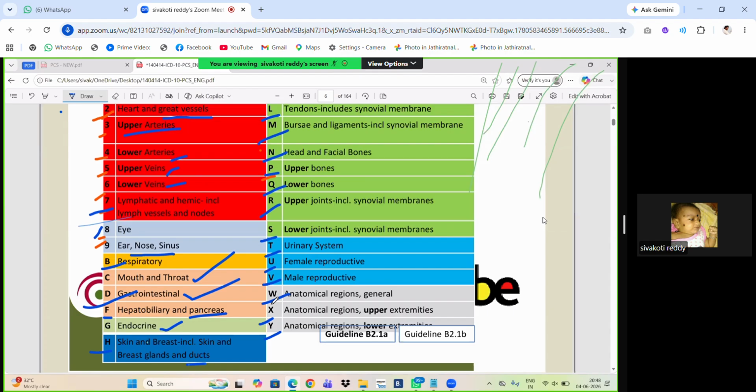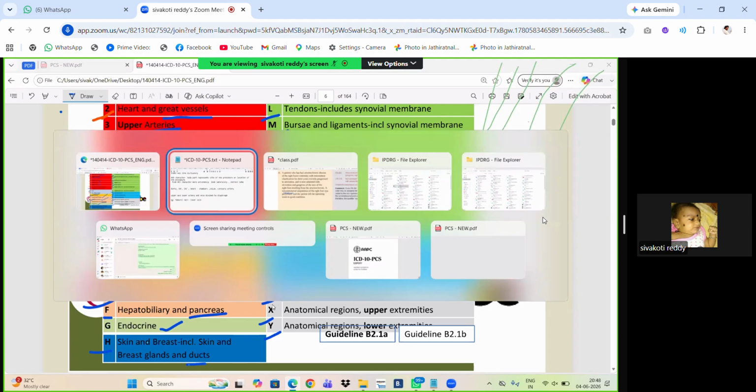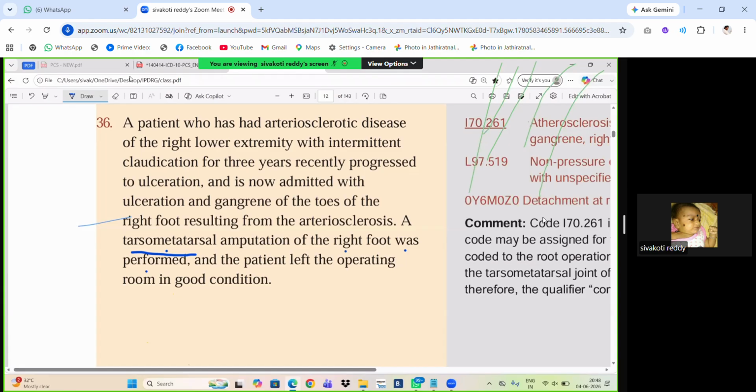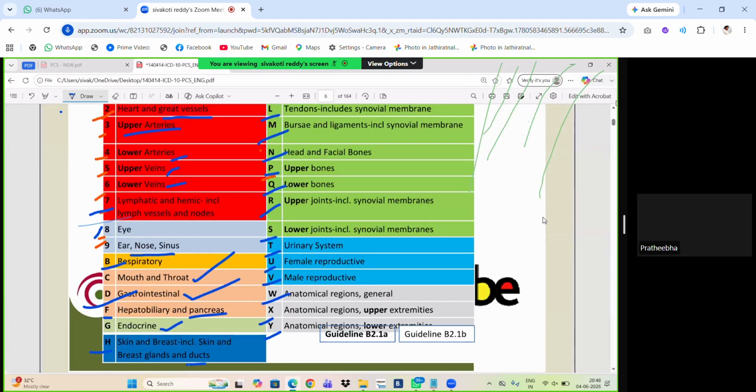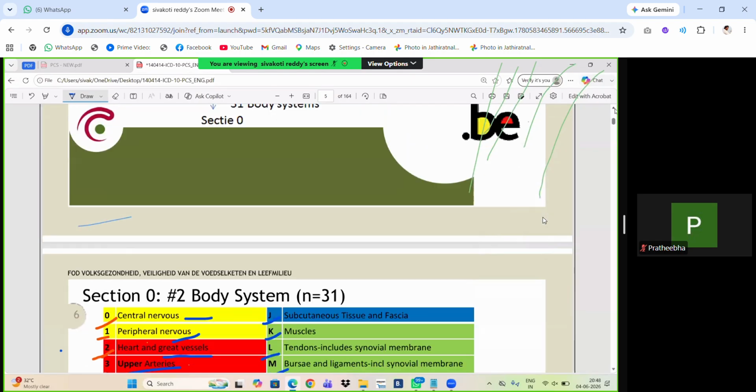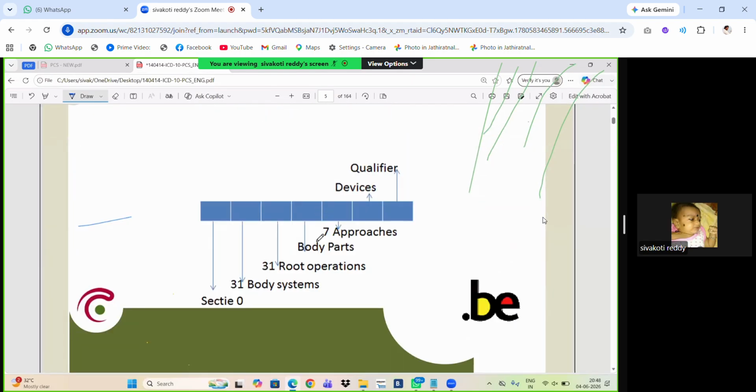Second and fourth character we have covered as of now. Next, note down the fifth character. What is the fifth character? Approach. We have a total of 7 approaches.